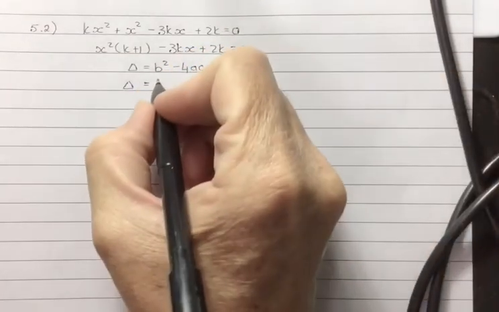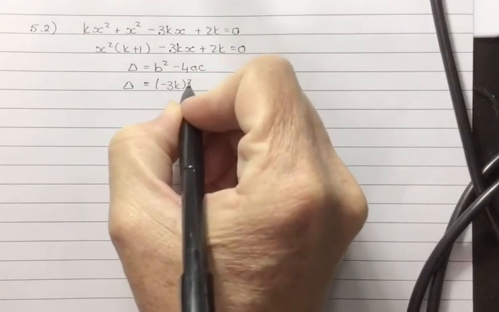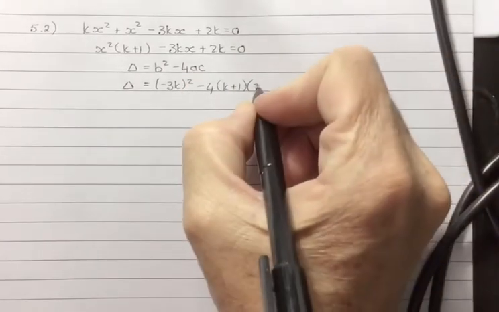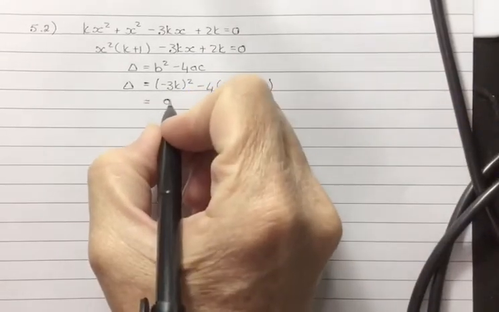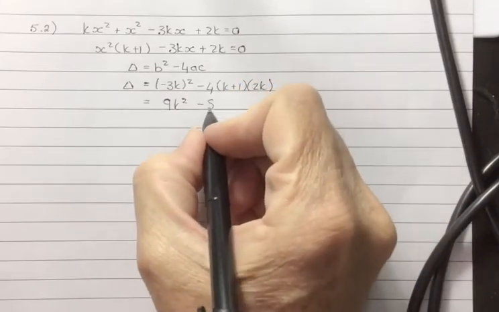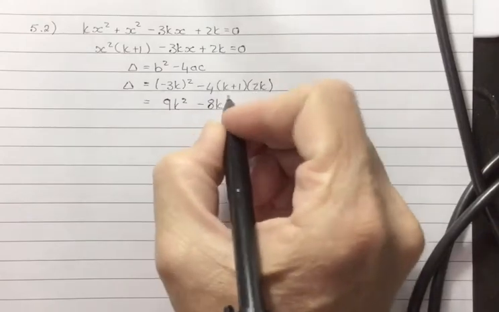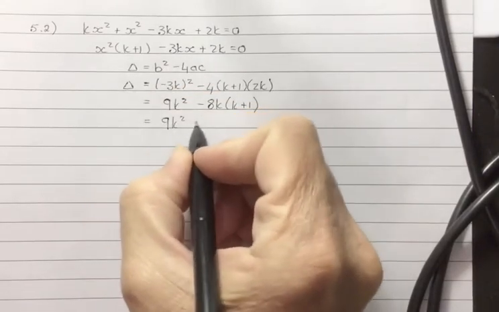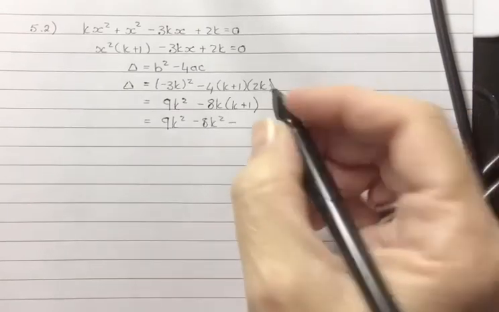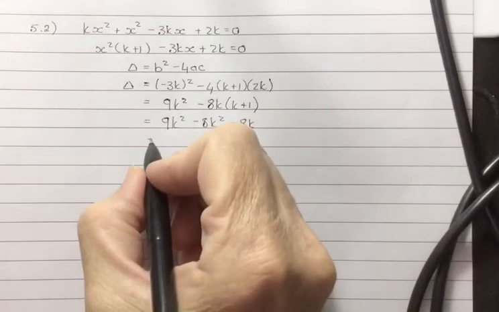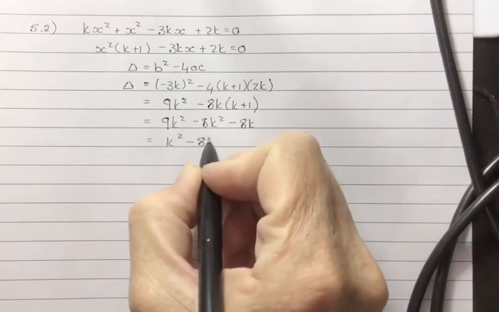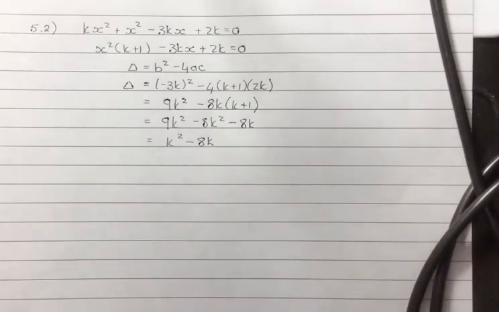So delta therefore is equal to my b value, negative 3k all squared, minus 4 times a, k plus 1, times my c value, 2k. Multiplying this all out, we're going to get 9k squared minus 8k. So I've multiplied the negative 4 and the 2k first, and I will then distribute it into the bracket. So we end up then with 9k squared minus 8k squared minus 8k. Adding and subtracting my like terms, I end up then with k squared minus 8k.